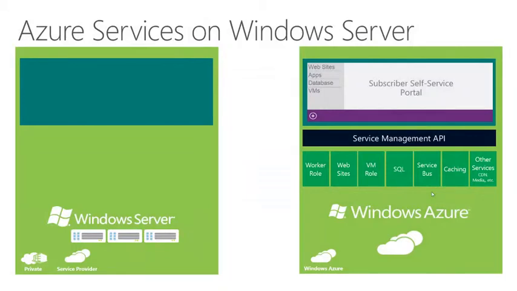If we have a look at the way Azure Services on Windows Server actually works, what we can see on the right-hand side of the screen here is the public Windows Azure space. In Windows Azure, obviously, our main fabric controller is Hyper-V there, although we don't point that out specifically in this particular slide. And then sitting on top of that are the different services that we offer as part of Windows Azure. Things like websites, SQL Server databases, Service Bus, VM role, etc., etc.